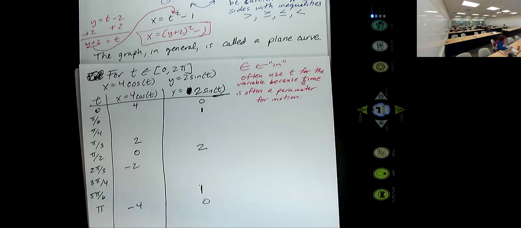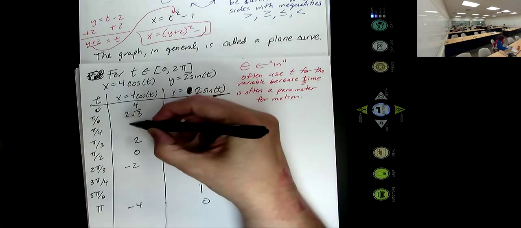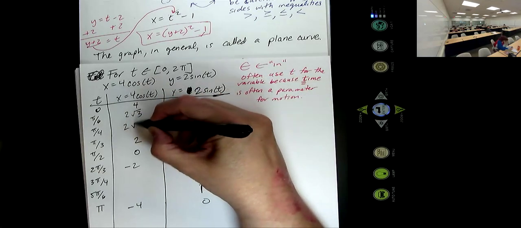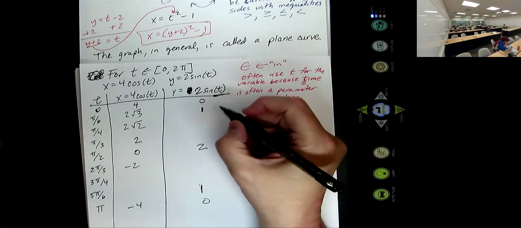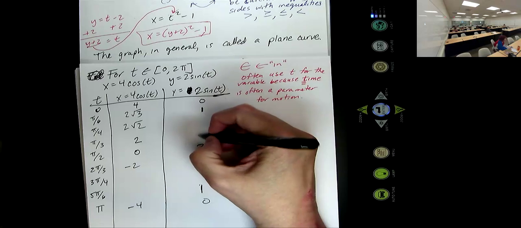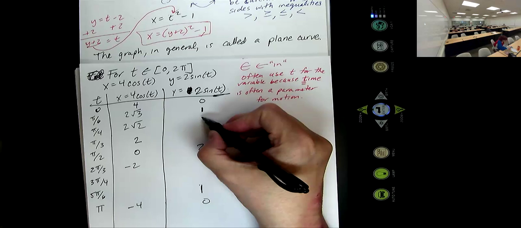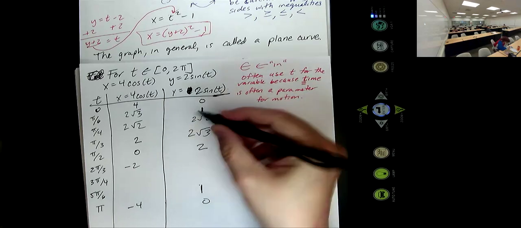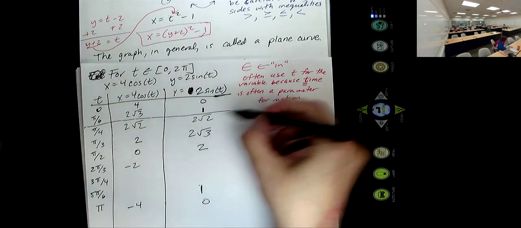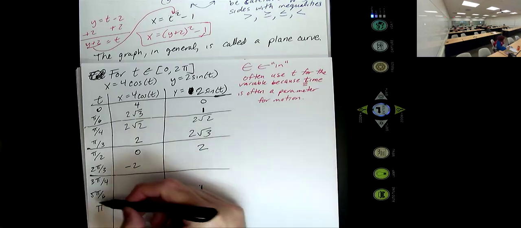I think the next one is 2√3. And then 2√2. And these should go the other way. 2√2 and then 2√3. I need to put some cross lines in here. Starting to misalign things in my head.